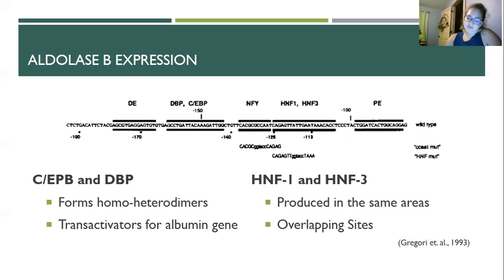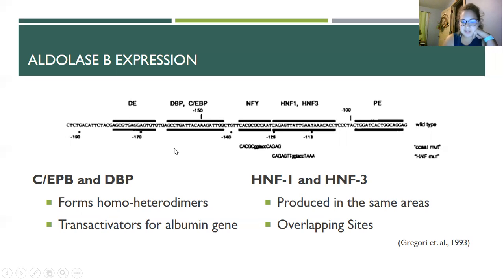HNF1 and HNF3 bind on an overlapping site. So this is between the nucleotides 126 and 104. HNF3 counteracts HNF1 dependent transactivation, and HNF3 does the same to DBP. So that's a little bit more on the Aldolase B expression there.